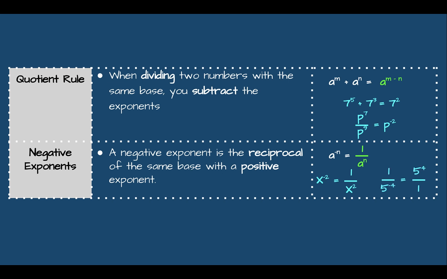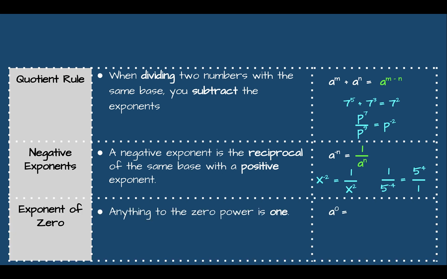Or if we had a negative exponent on the bottom of the fraction, such as 1 over 5 to the negative 4, we could take the reciprocal, which moves that to the top, and it becomes positive. So 1 over 5 to the negative 4 would be the same as 5 to the positive 4 over 1.